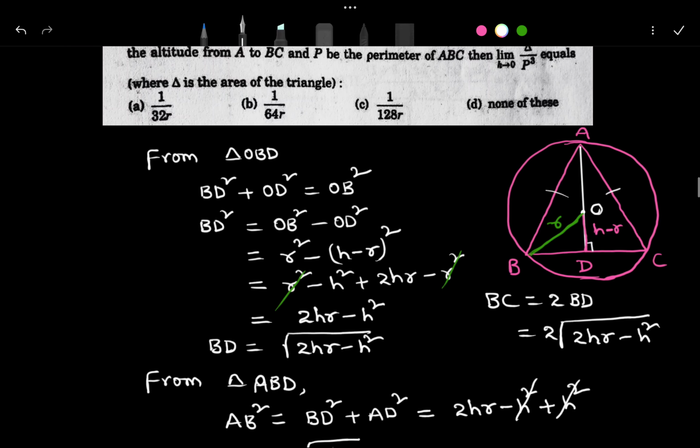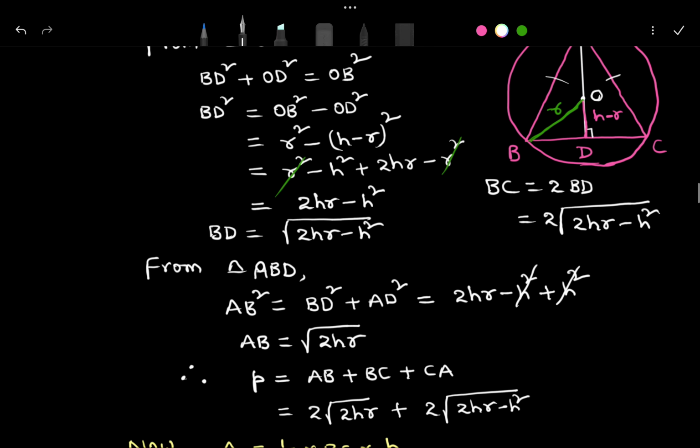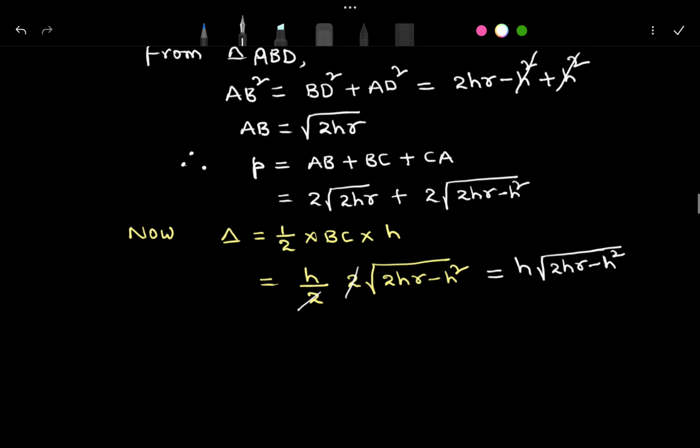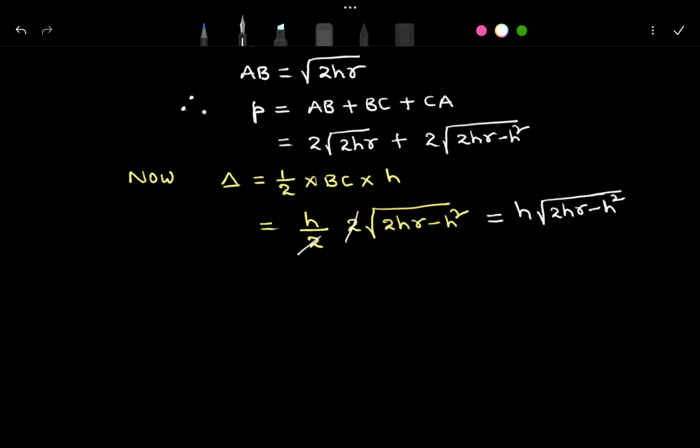What is that given expression? Limit h tends to 0. Here is that, now limit h tends to 0. This one is the delta whole divided by p to the power of 3.